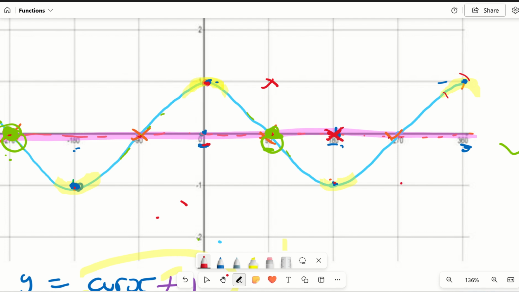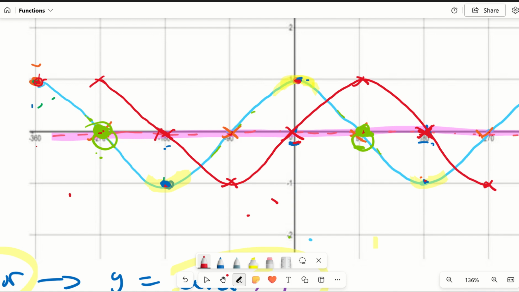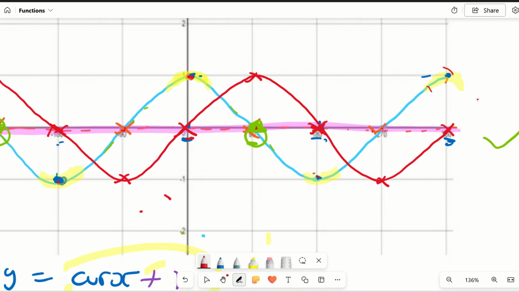This point, 90 degrees to the right. This point, 90 degrees to the right. This point, 90 degrees there. That, 90 degrees. So your graph will look like so. You see? So this will be the graph of cos x minus 90 degrees.